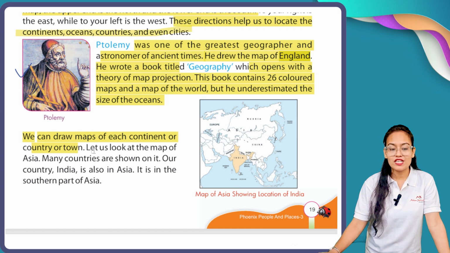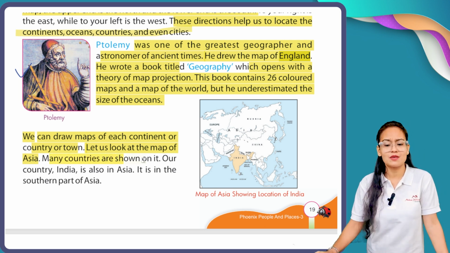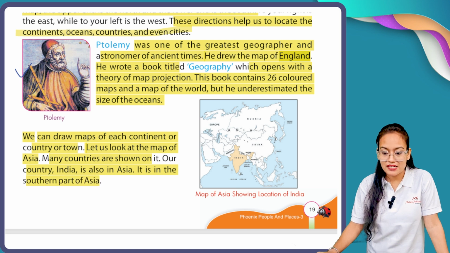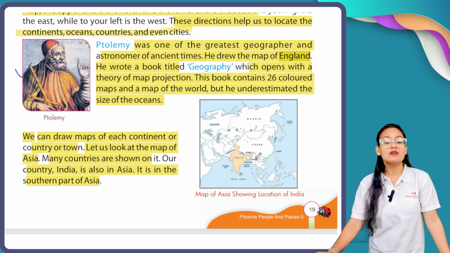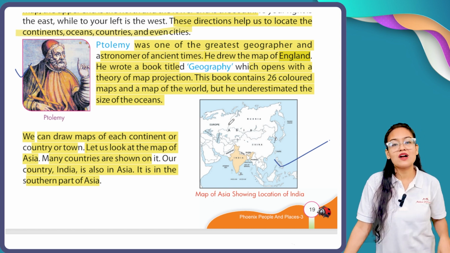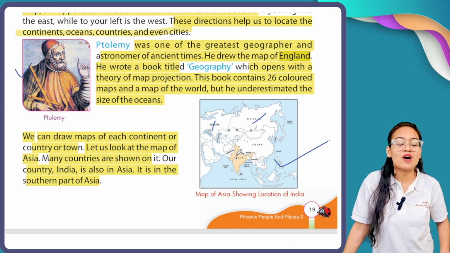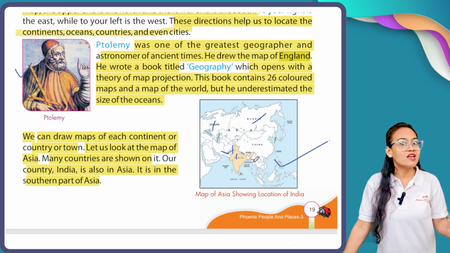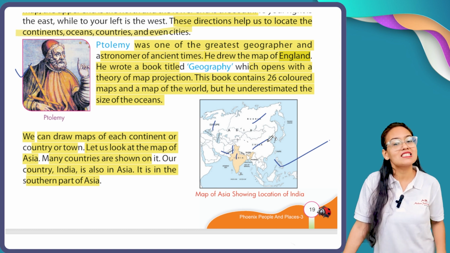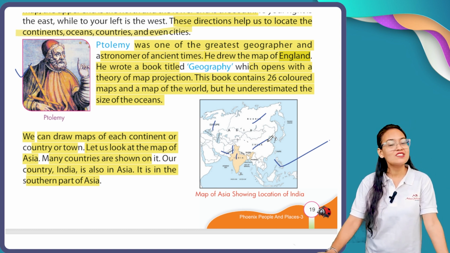Here you can see this is the map of Asia. In this map you can see many countries are present, like Russia, India, Pakistan, Philippines, China, Mongolia, Taiwan, Japan. All these are part of our Asian continent. Our India is also part of the Asian continent, and it lies in the southern part of Asia. So my dear students, this is all about this chapter.